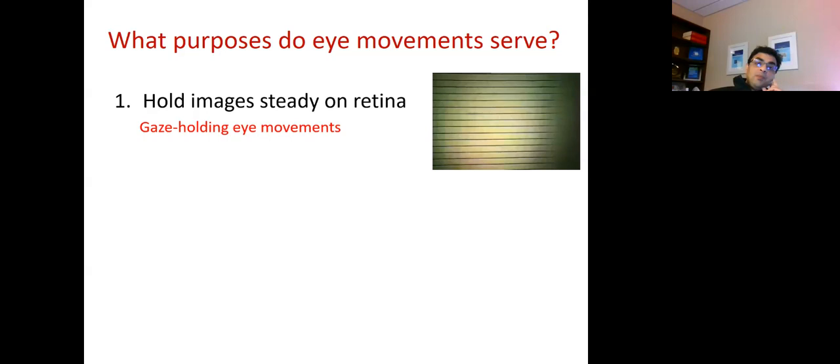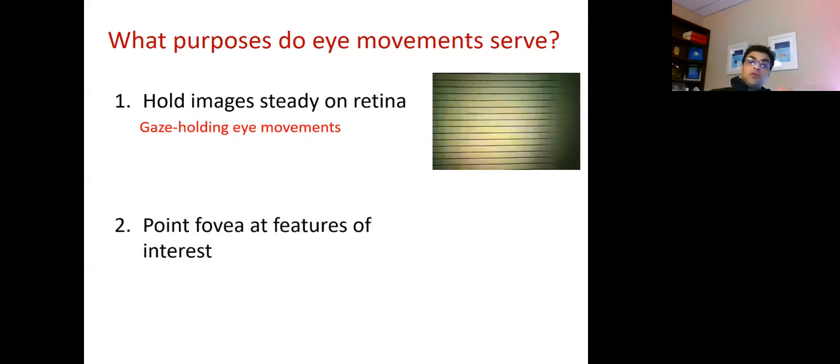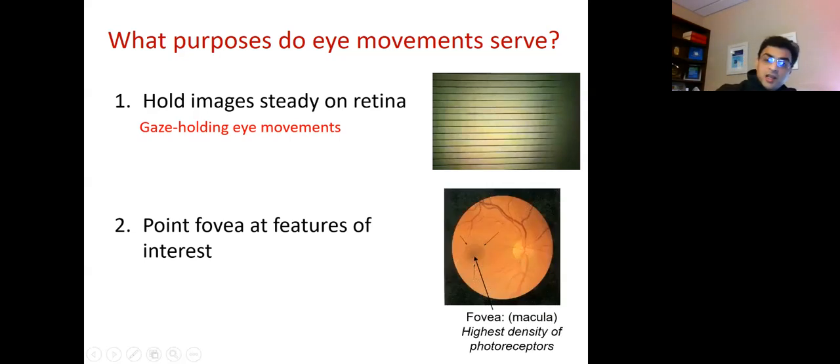And second, of course, by keeping the eyes steady, we point our fovea at features of interest. As you can tell here from these arrows, this is your fovea. And this fovea is where the highest density of photoreceptors is. Your camera is the best, it has 4K resolution over there, or probably even better than 4K. As you go farther away from the fovea, your visual acuity robustly decreases.